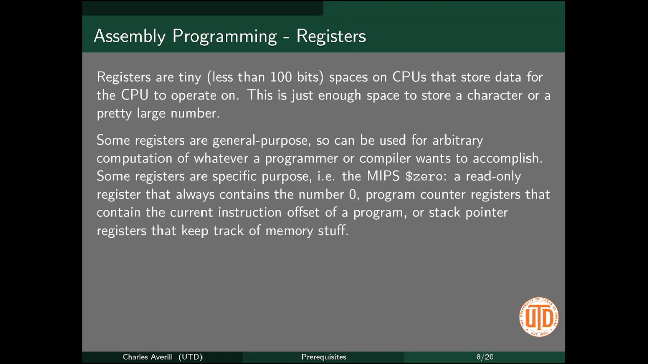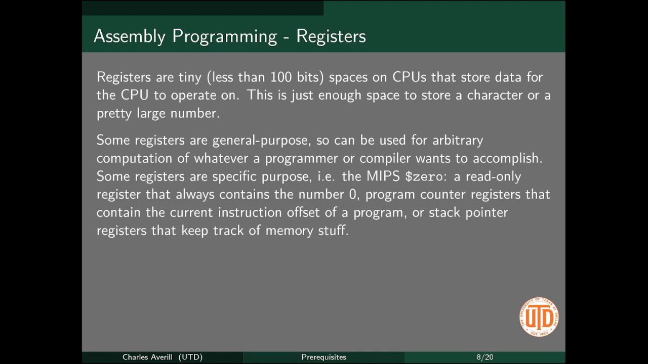Some registers are general purpose, so they can just be used to hold any data that a programmer or compiler wants it to hold. However, some registers have a specific purpose. So in MIPS, and in MIPS we denote registers with a $ sign, the $zero register is a read-only register that always contains the number 0. So you can't overwrite it. You can basically just copy the number 0 from it. There's really not many other uses.